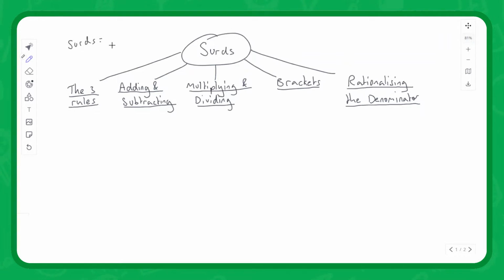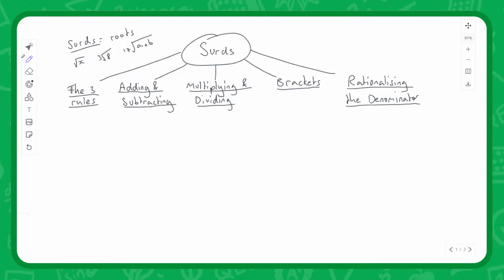So before we start, let's just make it super clear. Surds is really just another name for roots. Right, as you know, the square root of x is a surd, or the cubed root of 8 is a surd, or the 17th root of a plus b is a surd. Anytime we see this root sign, we're dealing with surds. So let's start off with the three main rules.